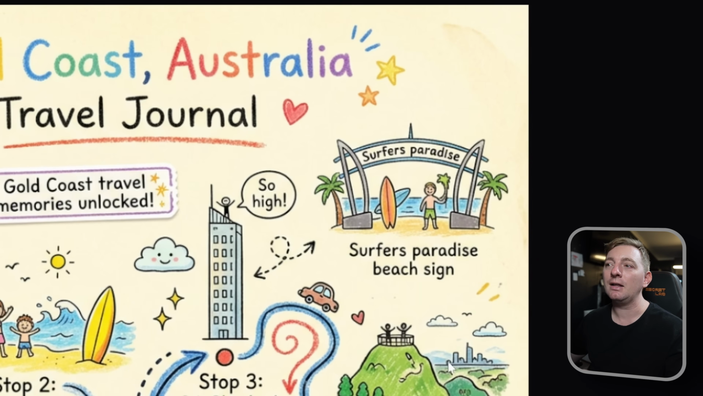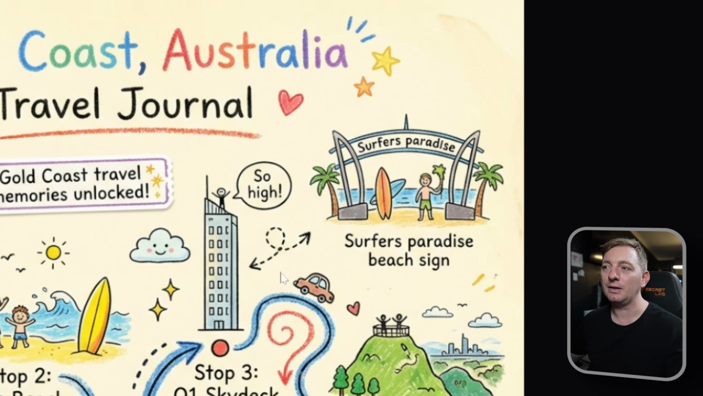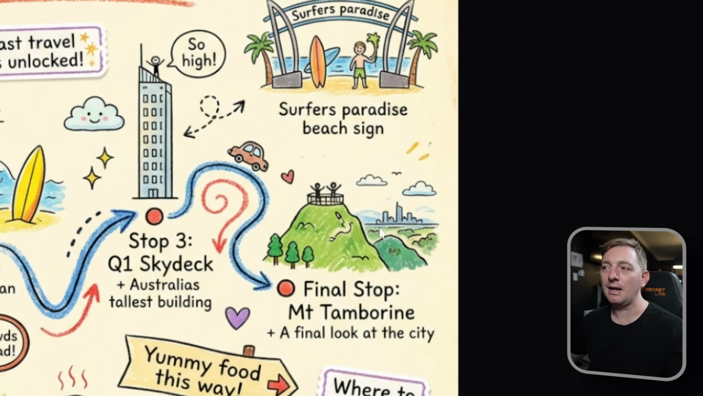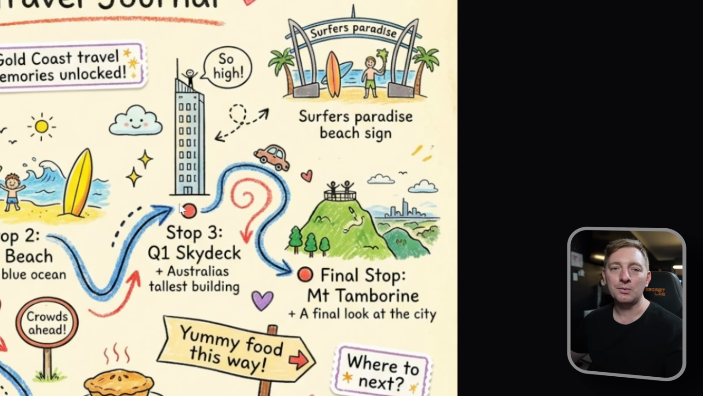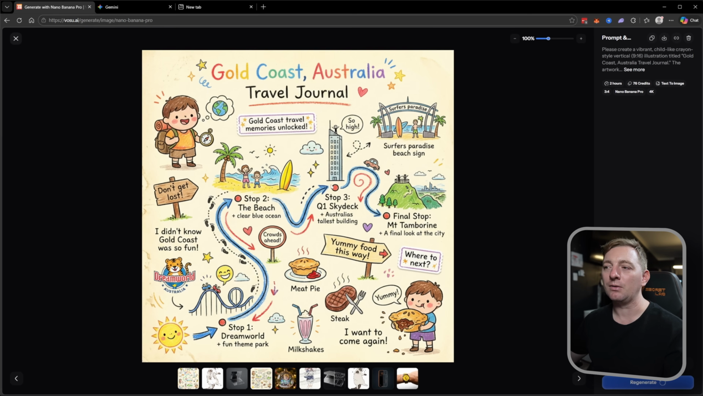And then even the skyline from Mount Tamborine, you can see the Q1 building here with the spire on the top. And that's pretty much what you see when you're on Mount Tamborine. And just the overall aesthetic of the poster as well, this would be really cool to print out or do something with, or make some stickers or something. I think it's just such a really cool result. And I think that's why this one is my favorite.